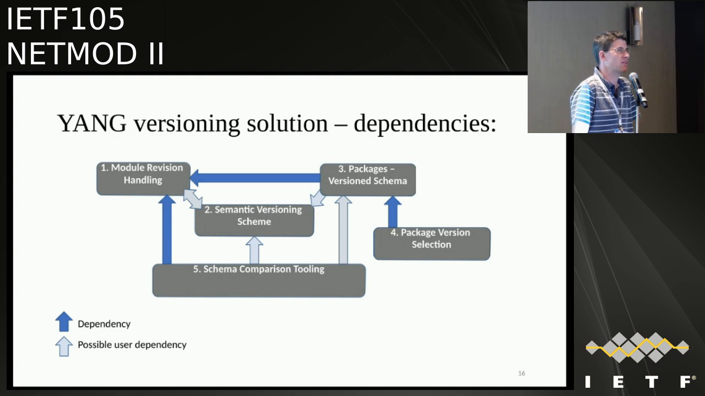Then everything that might want to use semantic versioning scheme obviously has dependency on that, but other schemes could be used. It's just one choice. The packages draft depends on the module versioning, and the package version selection obviously depends on that one. And then the schema comparison tooling depends on packages if that's what you're comparing, or modules if that's what you're comparing there.